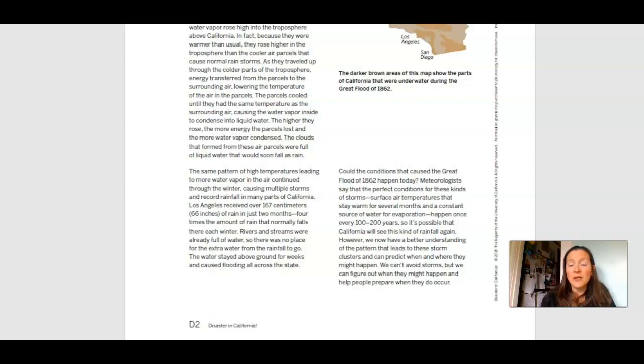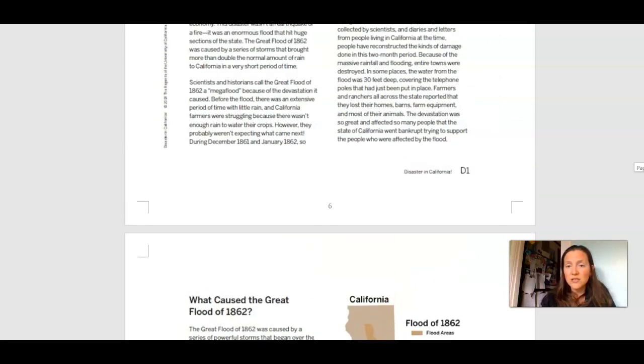However, now we have a better understanding of the pattern that leads to these storm clusters, and we can predict when and where they might happen. We can't avoid storms, but we can figure out when they might happen and help people prepare when they do occur. All right, so that's the information in the article. Now let's look at the images.